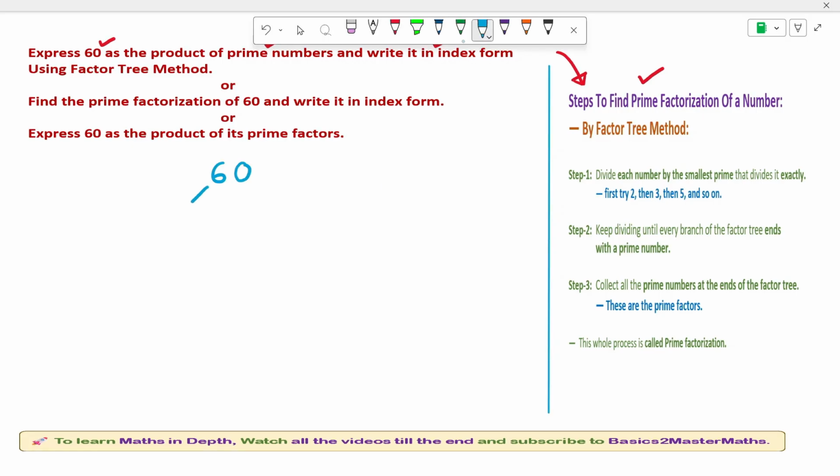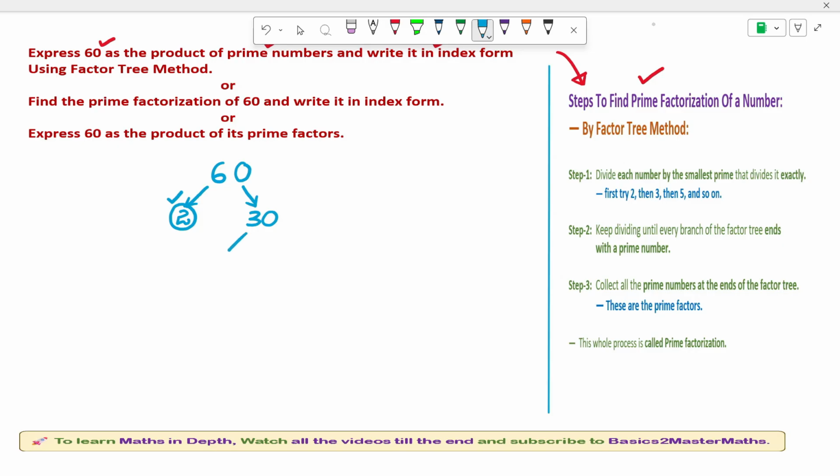Start dividing 60 by the smallest prime 2. Since 2 divides 60 exactly, we get 30. Observe, 2 is a prime number. So, this branch ends here.